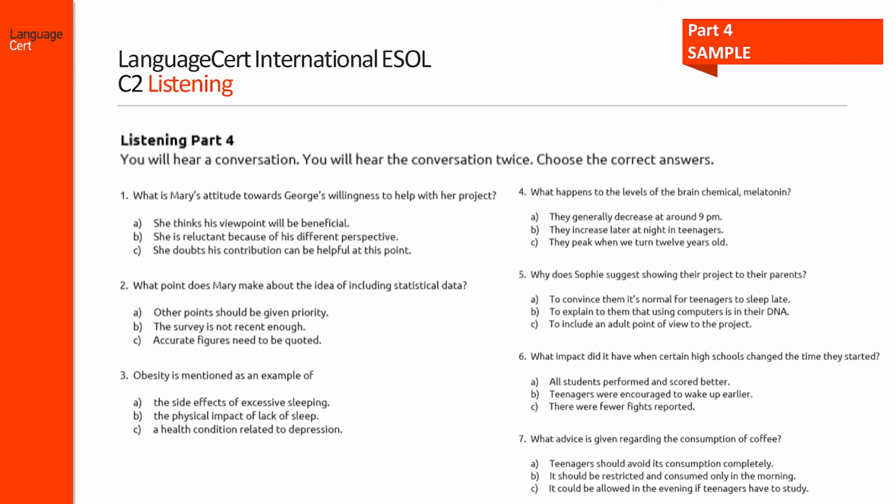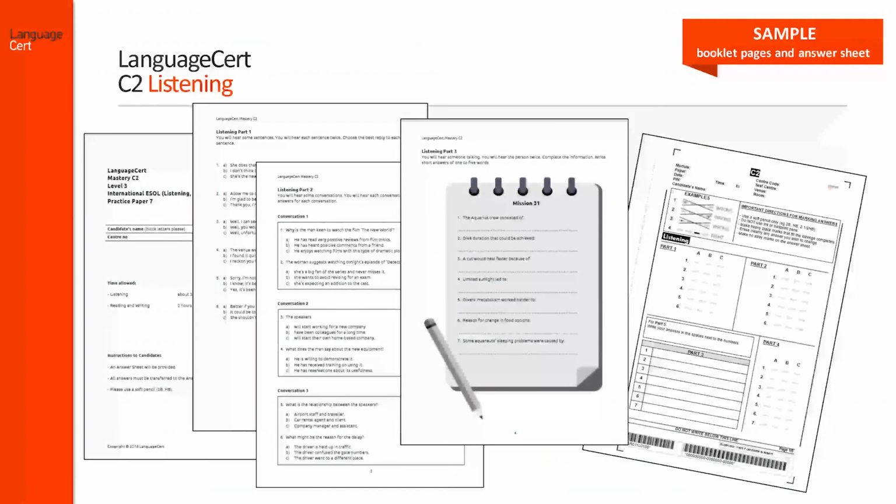For all tasks of the listening component, candidates are awarded 1 mark per correct response and can collect up to 26 marks. Here is a sample of the candidate's questions booklet on the left, listening tasks in the middle, and the candidate's answer sheet on the right.